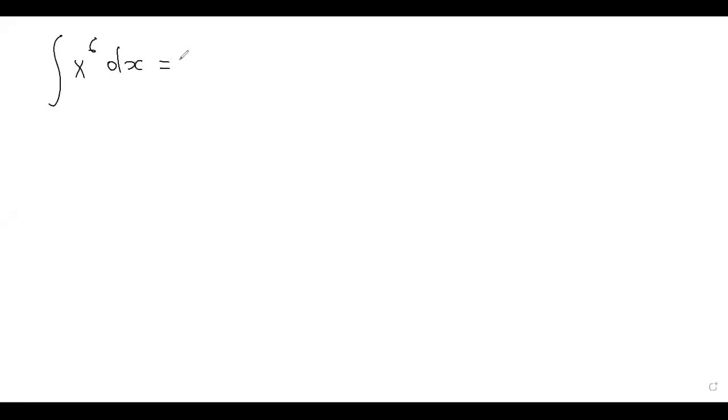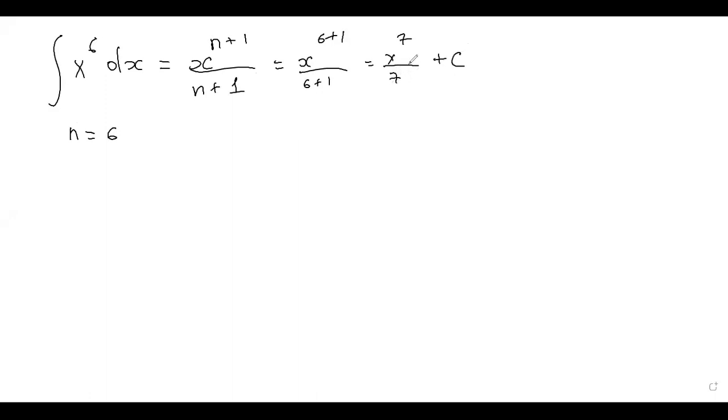So we can use our power rule, which is x to the power of n plus 1 divided by n plus 1. Here, you know that n is equal to 6, so we can integrate it as x to the power of 6 plus 1, so x to the power of 7 divided by 7, and we can write plus c.